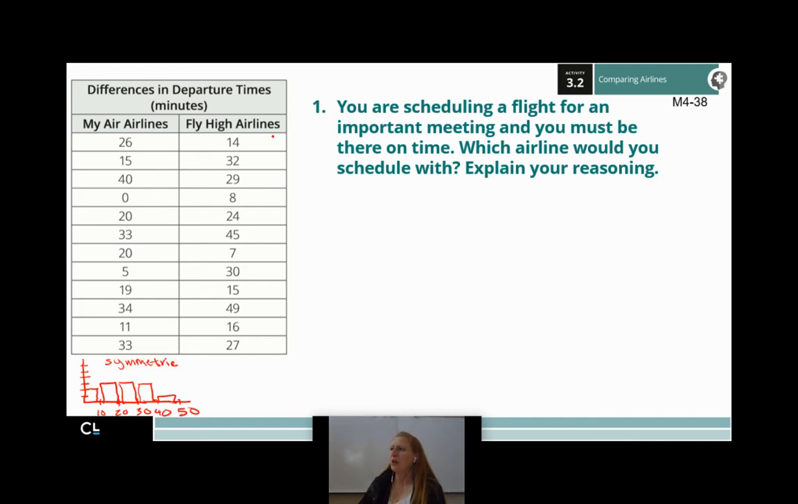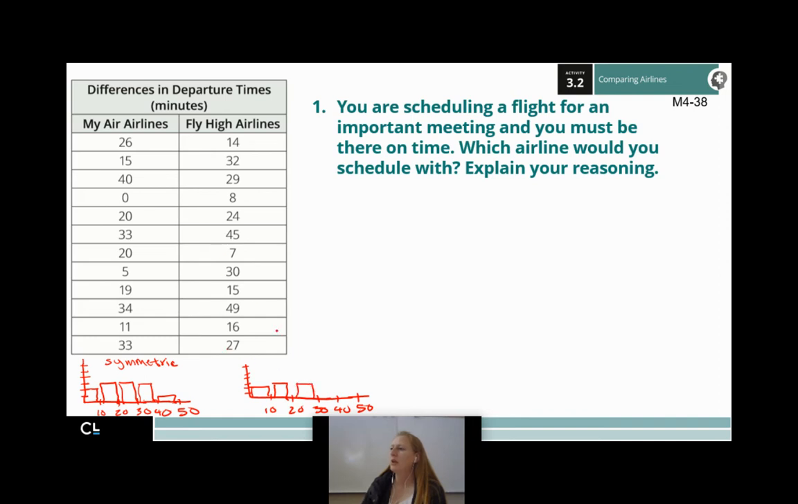So let's see what's going on with our Fly High Airlines, though. We need to make sure they're both symmetric if that's what I want to use. 10, 20, 30, 40, 50. All right, so 0 to 10, I got 2 of those. Anything in the teens? 1, 2, 3. So again, go up 3. Anything that's 20-something? 1, 2, 3 of those.